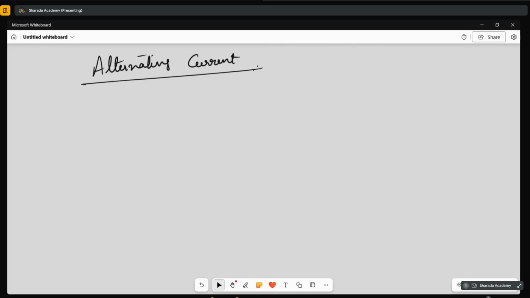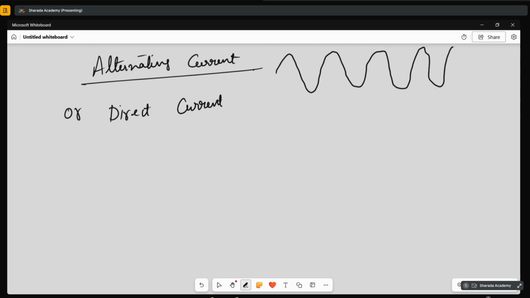See, there are two types of current. One is alternating current. The other one is direct current. So alternating current means it changes its direction. It is like this. Alternating current means it will be changing its direction. Once positive cycle, listen to this. Alternating current means it will change its direction.